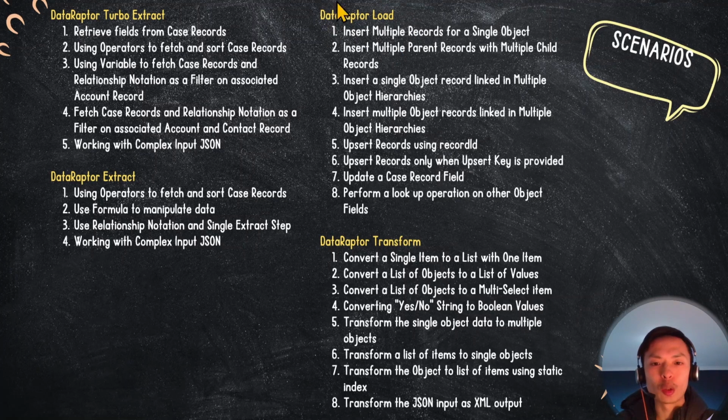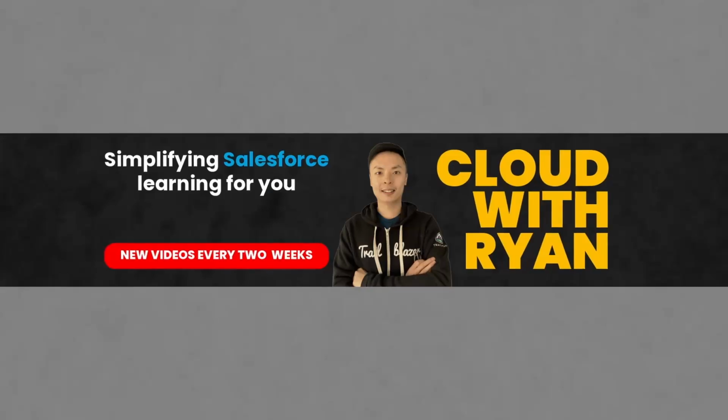Transitioning into DataRaptor Load, we'll cover inserting combinations of parent and child records, upserting records, and performing lookup operations. Lastly, in DataRaptor Transform, we'll focus on converting data between different structures, such as from a single item to a list with one item, a list of objects to a multi-select item, etc. So with this, let's dive into the hands-on challenges.